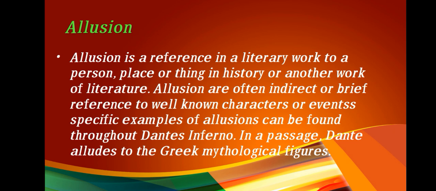Allusion is a reference in a literary work to a person, place, or thing in history or another work of literature. Allusions are often indirect or brief references to well-known characters or events. Examples of allusions can be found throughout Dante's Inferno. In a passage, Dante alludes to the Greek mythological figures.